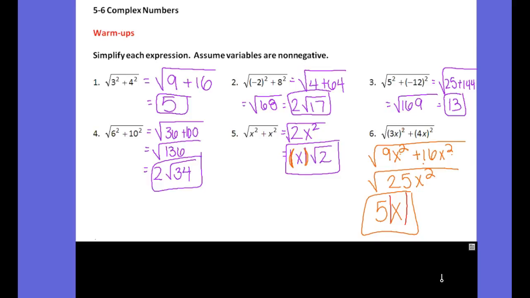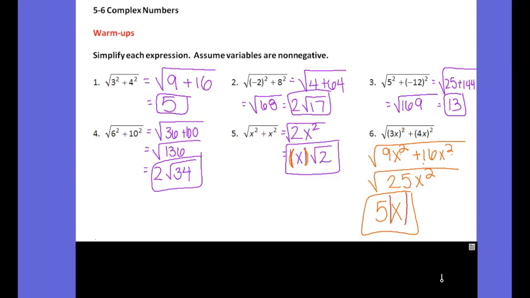Okay, are there any questions on that warm-up? I know it's a little different than what we did yesterday, maybe a little more challenging in a way, but again, it's just order of operations applied with simplifying the square roots. Okay.